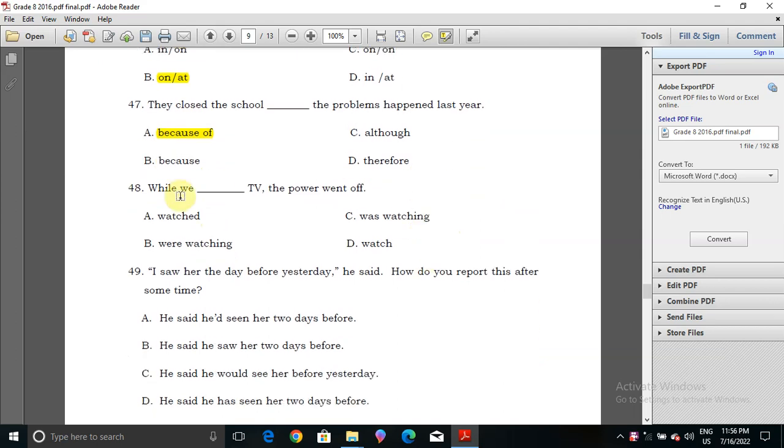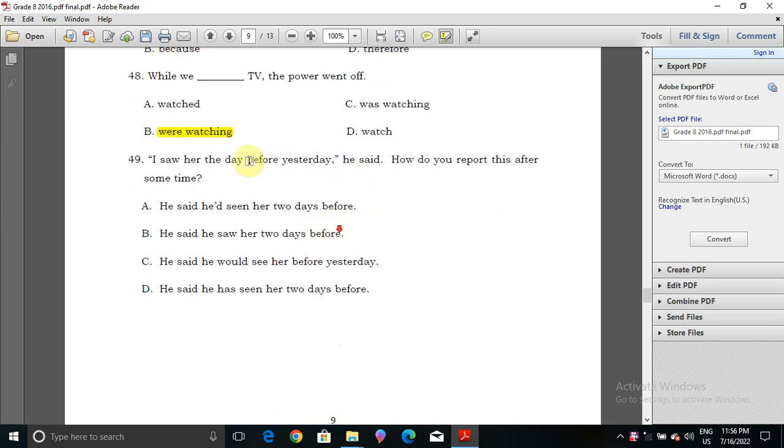So the correct answer for question number 47 will be because of. Now question number 48, while we dash TV, the power went off. While we dash what? While we were watching TV, the power went off. Here we use verb 2, right? Because we use verb 2 here, we are going to use ing with were. That means while we were watching TV, the power went off.